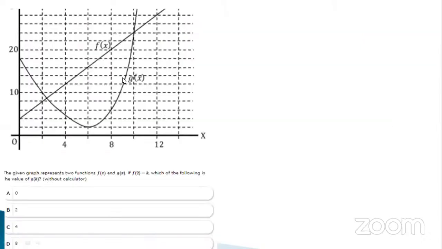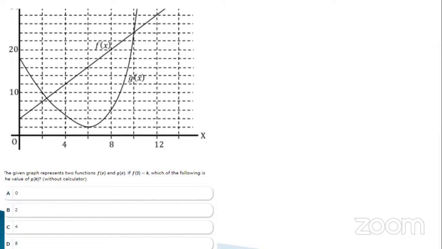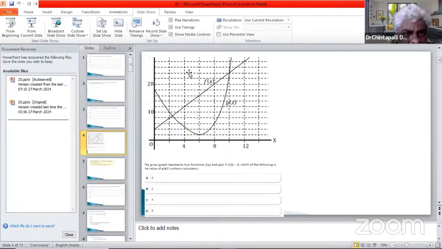The graph represents two functions. If f(x) equals k, which of the following is g(x)? f of 2 equals k. So is it 8? I think so, sir. What do you think, 8 is the answer?